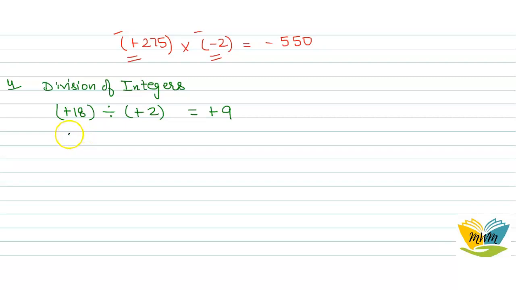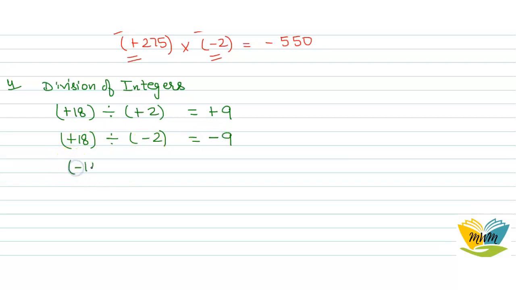If we want to divide plus 18 by minus 2, when 18 is divided by 2, we get 9. Now 18 is positive and 2 is negative. We will follow the same rule which we used in the case of multiplication. Plus and minus means minus.